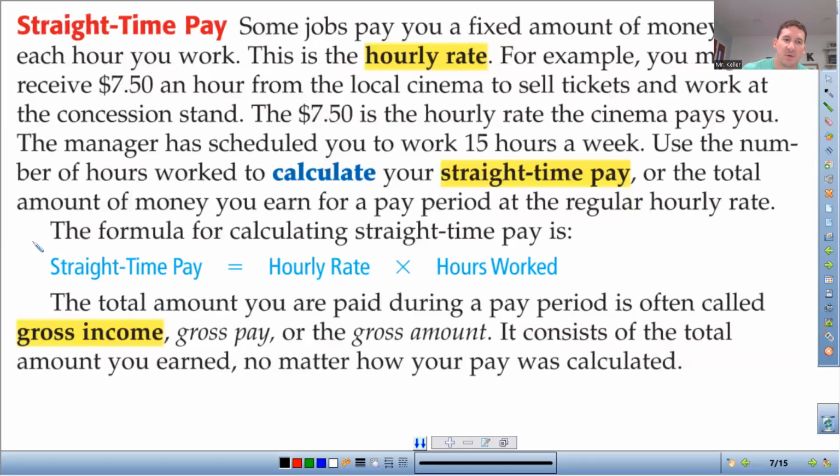Real simple to calculate your straight time pay or your hourly pay. It is your rate, how much you get paid, times the hours you work. So real basic math here. Just multiply the hours times how much you get paid. The total amount that you're paid during the pay period is called gross income. So this chapter is all about gross income, how much money you bring in total. The next chapter we get into net income, and that's how much you earn after taxes and other deductions. We're going to talk about that next chapter. But right now, it's just how much you're getting paid total, right?